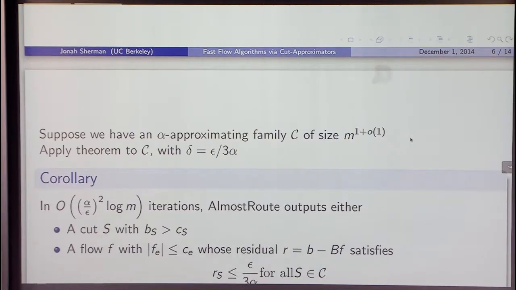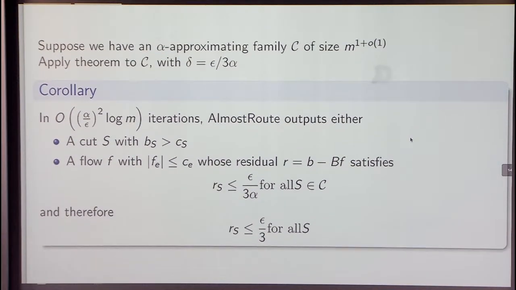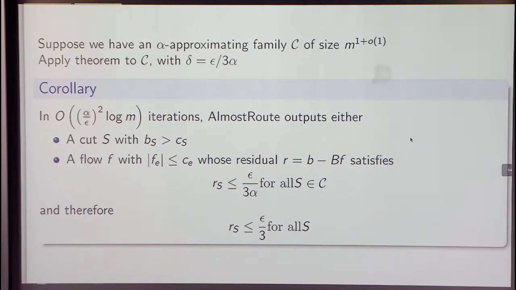Okay. So now the important work comes. So we take this theorem, and that theorem held for any family of cuts, and now let's just use that theorem with our approximating family. So let's say we have some approximating family, and let's say it's going to be linear size. Otherwise, it's useless. We're not going to get a linear time algorithm. So I'm going to replace the log size of C with log m.